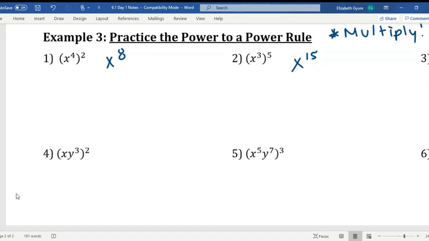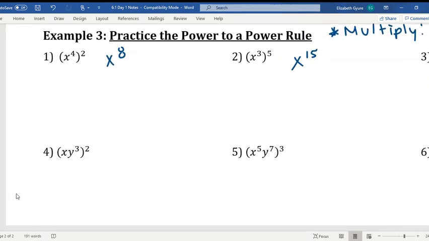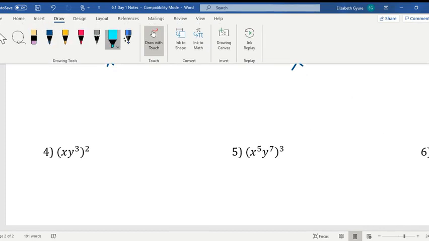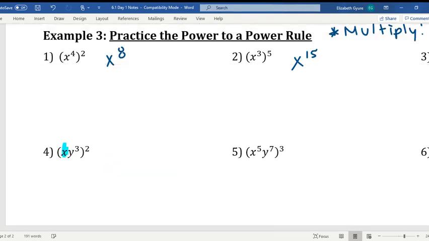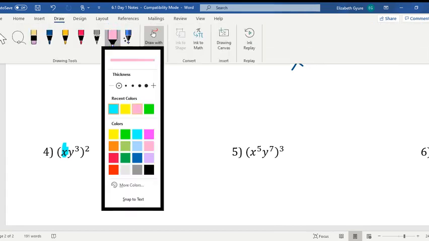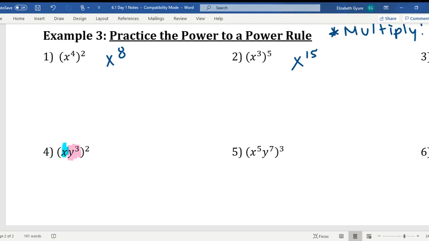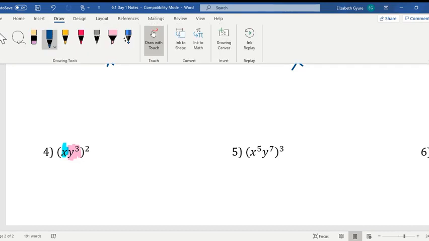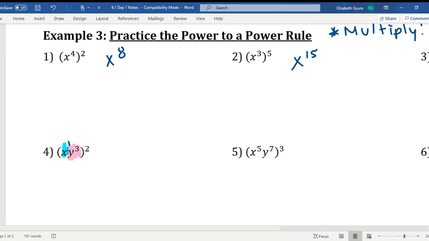All right, let's take a look at number 4. Number 4, we got x's and y's. So you have x and then y to the 3rd, and the whole thing is squared. So we got to square our x as well as our y to the 3rd. Now, do you guys see an exponent on this x? No. So what's technically the exponent if we can't see it? 1. Okay, so that's x to the 1st.